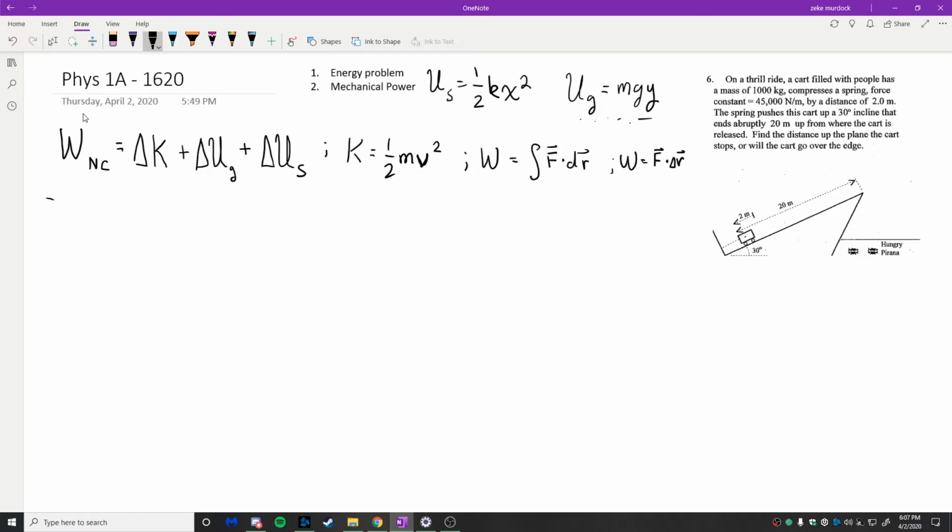So that's what we learned last time, and we're going to use these ideas to solve problem number 6. On a thrill ride, a cart filled with people has a mass of 1,000 kilograms. It compresses a spring with a force constant of 45,000 newtons per meter. So let's start writing down the information we have. The mass of our cart is given as 1,000 kilograms, and the spring constant, that symbol is K, is 45 kilonewtons, or 45,000 newtons per meter. And it compresses the spring by a distance of 2 meters.